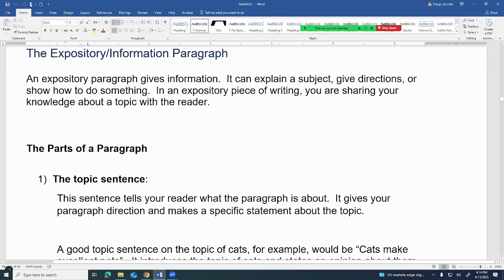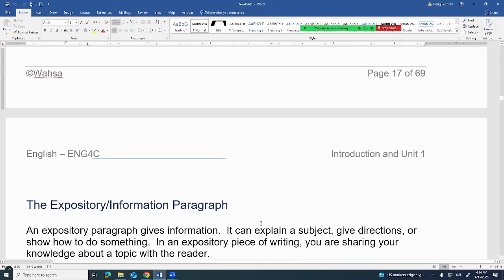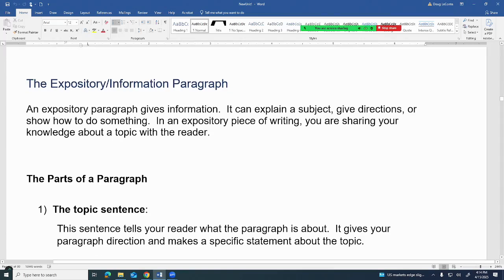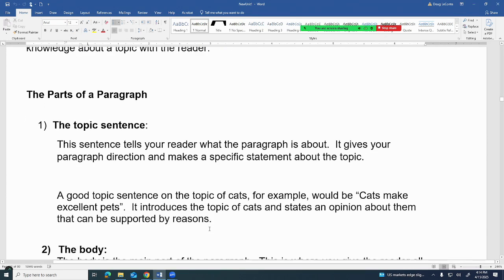All right, so we're going to dig down into expository information paragraphs a little deeper now on page 18. The expository paragraph gives information. It can explain the subject, give directions, or show how to do something. In an expository piece of writing, you are sharing your knowledge about a topic with the reader.